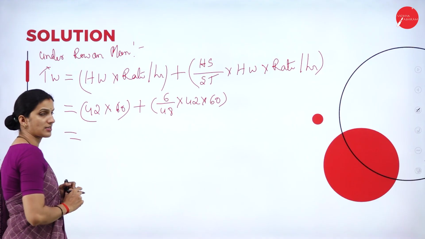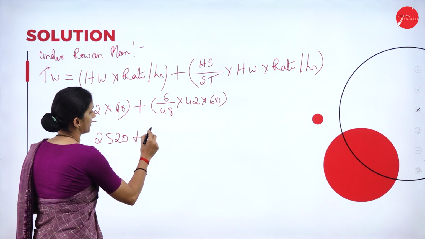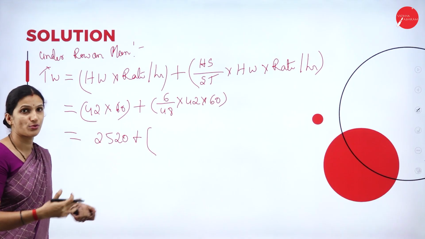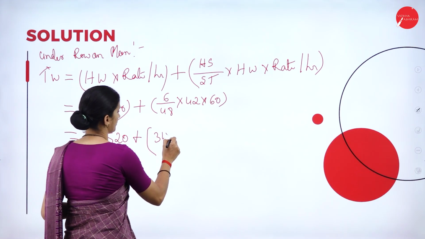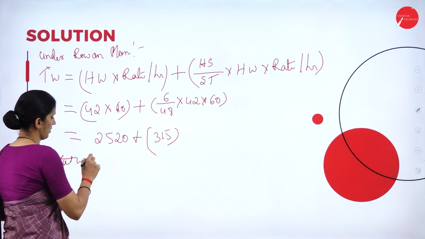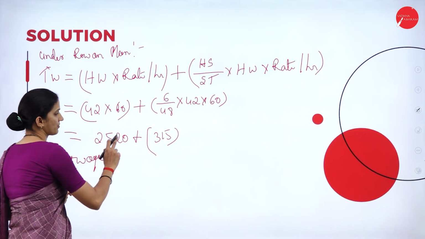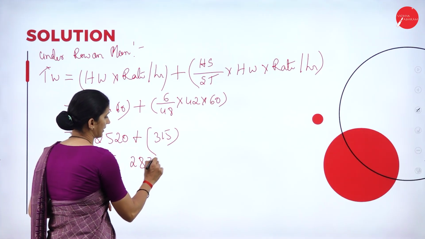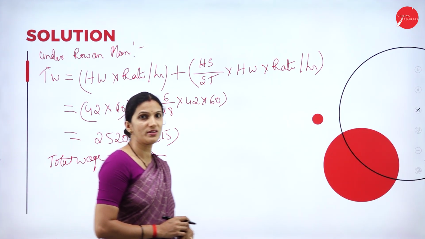So 42 into 60 is 2520, plus here the bonus 6 into 42 into 60 by 48. If you simplify that, your bonus will be 315. So the total wage under Rowan's plan is 2520 plus 315, that is 2835. So this is the total wage calculation under Rowan's plan.